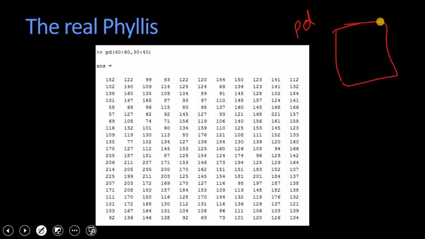So here is the image. With this command over here, what does it mean? That you want to start from 40 until 60 on x-axis, and on the y-axis you want to start from 30 until 40. So what you want to do is you want to select a small patch or a small rectangle.